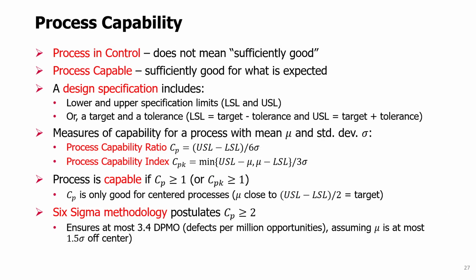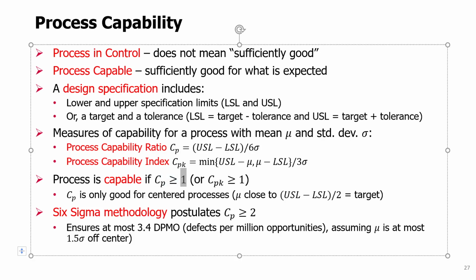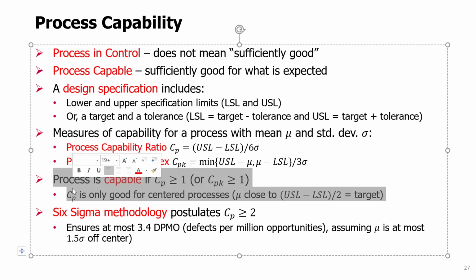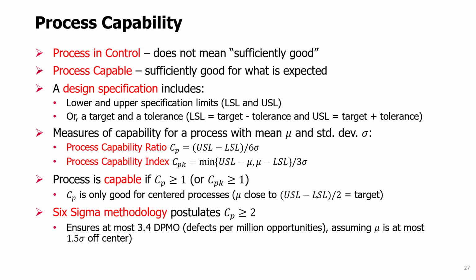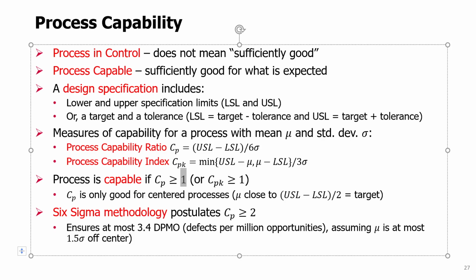Now, this capability of 1 was considered to be sufficient, but notice that even if the process is centered, if the tolerance compared to 3 sigma is still 1, then you still have a probability of defect of 0.3%. So that means out of 1,000 units, 3 units will be defective, or out of 1,000,000 units, around 3,000 will be defective, statistically speaking.